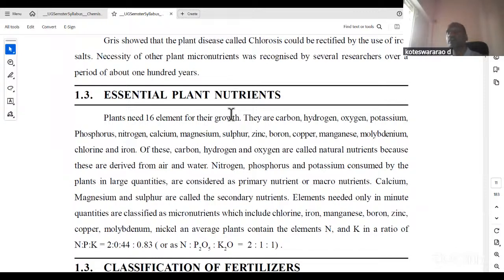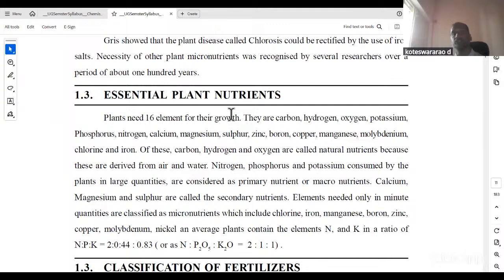They are carbon, which is sourced from carbon dioxide; hydrogen and oxygen, which are sourced from water, H2O. The rest will be absorbed from the soil: potassium, phosphorus, nitrogen, calcium, magnesium, sulfur, zinc, boron, copper, manganese, molybdenum, chlorine, and iron. These 16 elements are essential nutrients for plant growth.